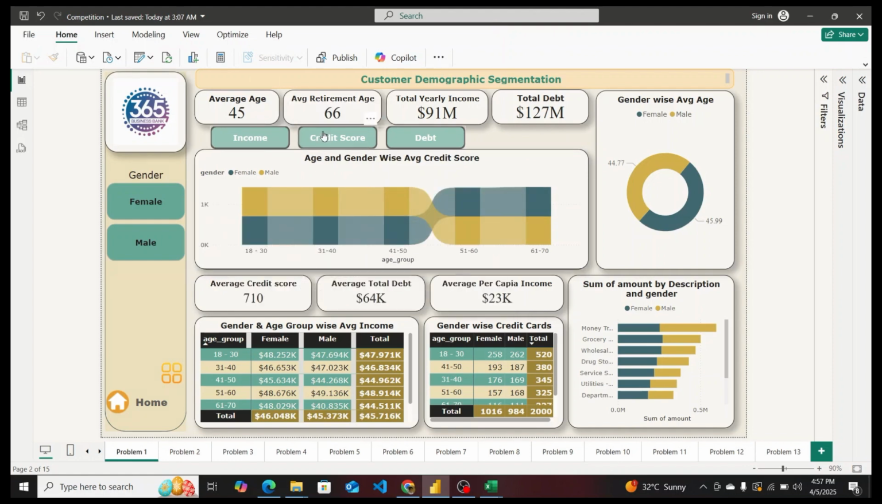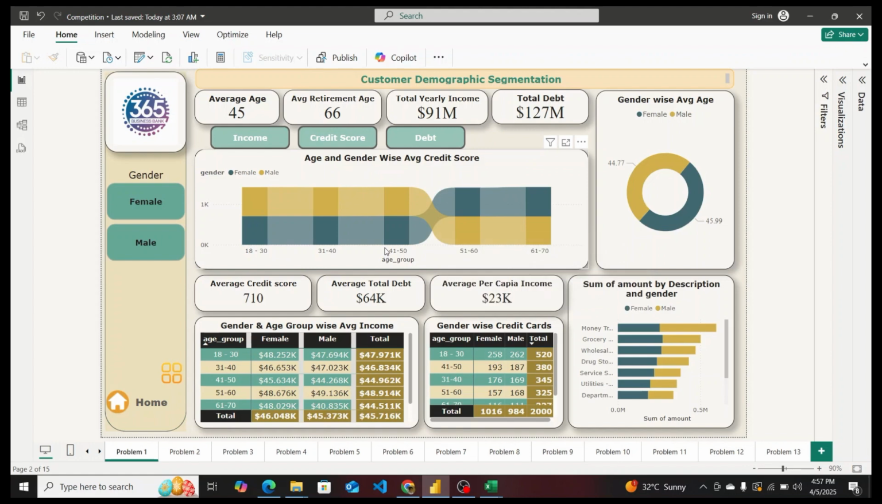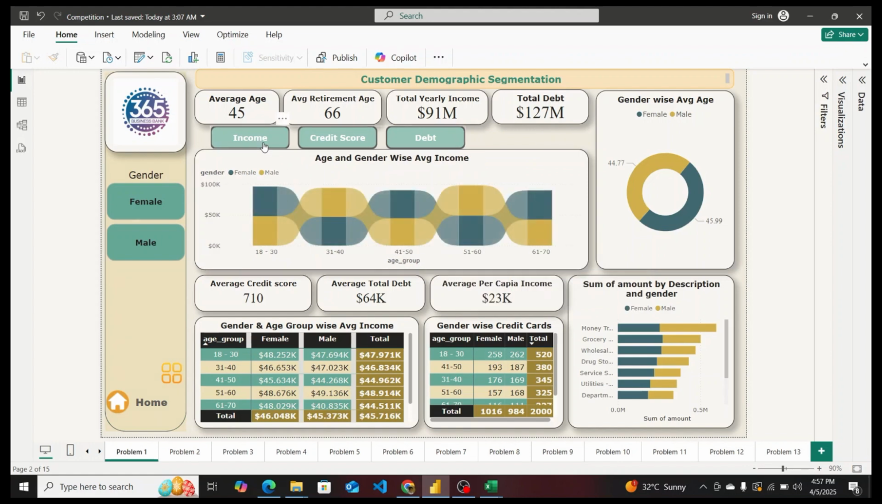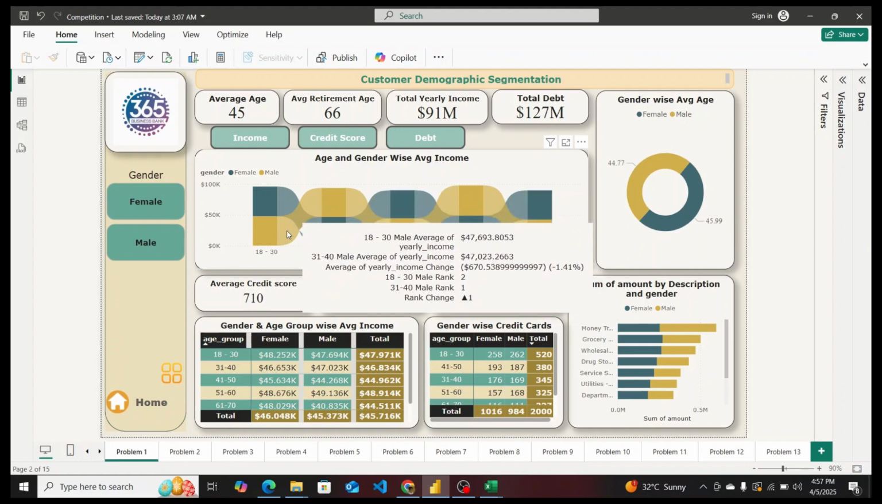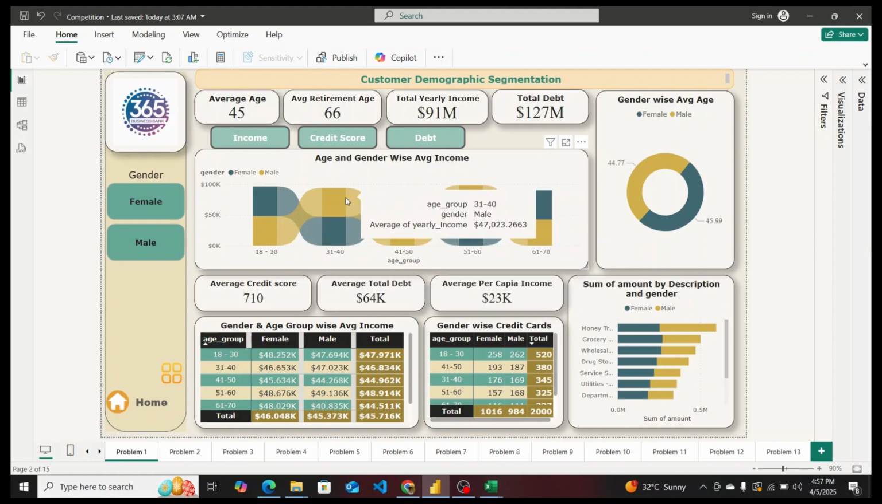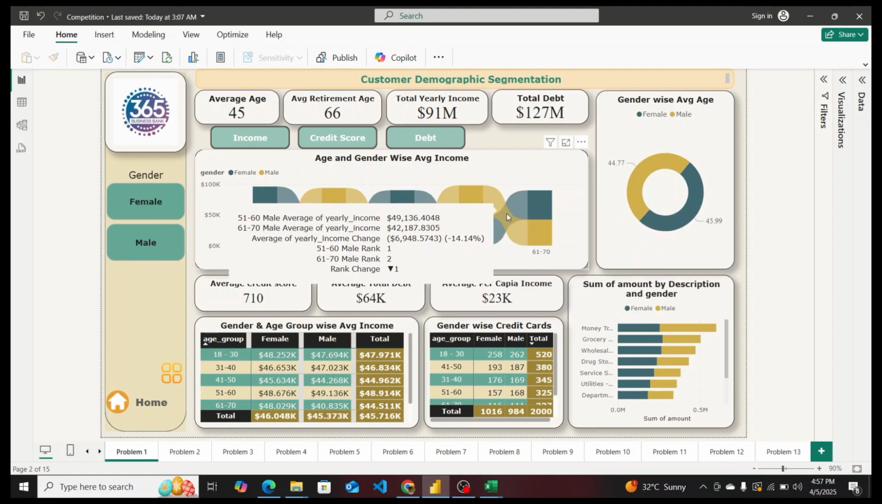For the credit score, let's see, the credit score of male population decreases after 50s, and the female population increases after 50s. The income basically shows that after the age group of 30s, male population's income increases, then after 50s it also increases, then decreases in the 60s.